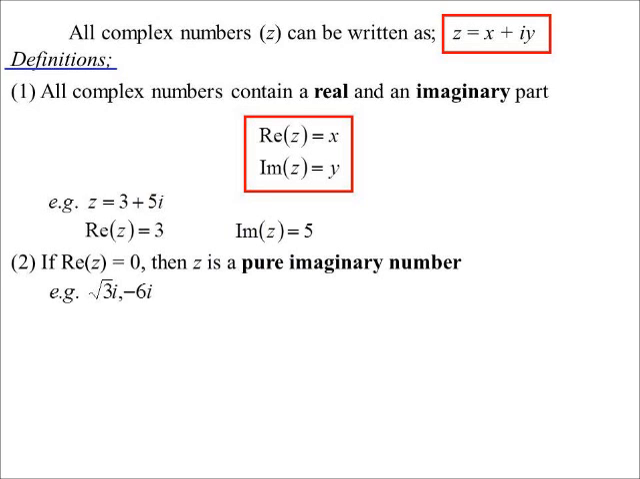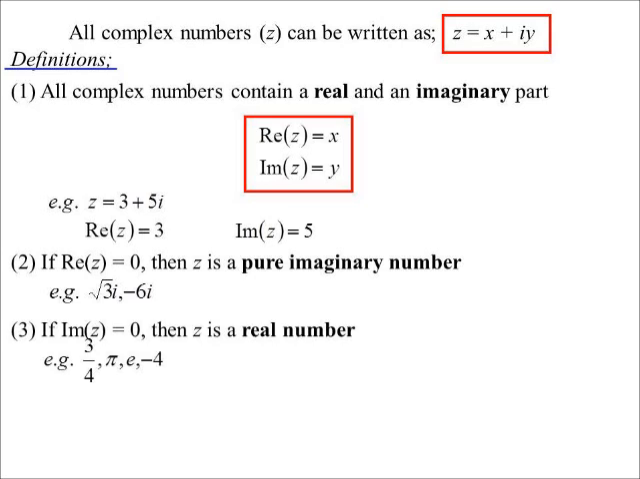If the real part is equal to 0, then that's what we call a pure imaginary number. Some examples: root 3 i, minus 6i, anything that's just a multiple of i. What we're used to dealing with is when the imaginary part is equal to 0, and that is what we call real numbers: 3/4, pi, e, negative 4. They're all real numbers.